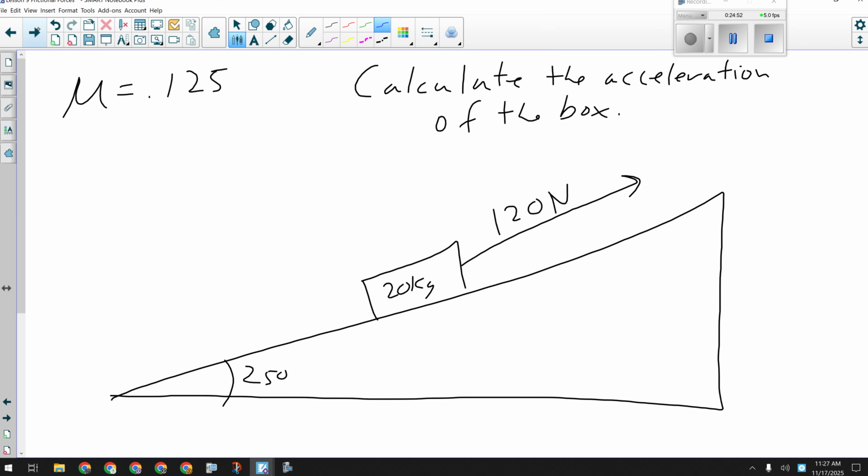Okay, let's give that one a try. So this time I give you mu. The coefficient of friction in this situation is 0.125. I am pushing the box up the ramp with 120 newtons worth of force. Calculate the acceleration of the box.